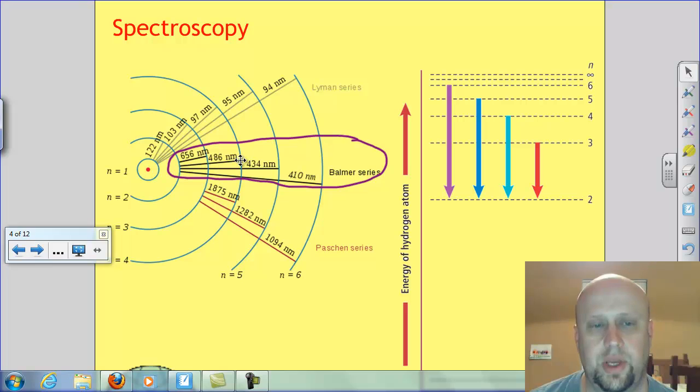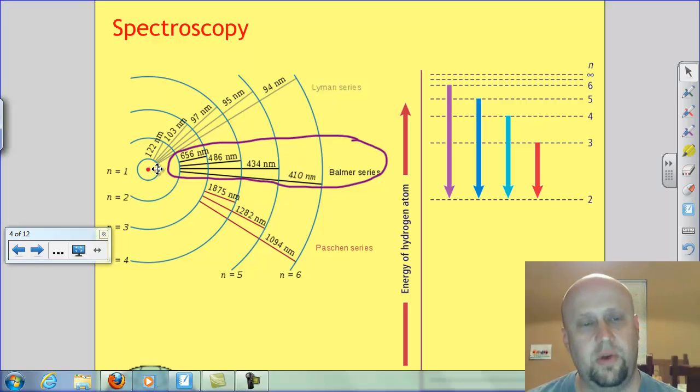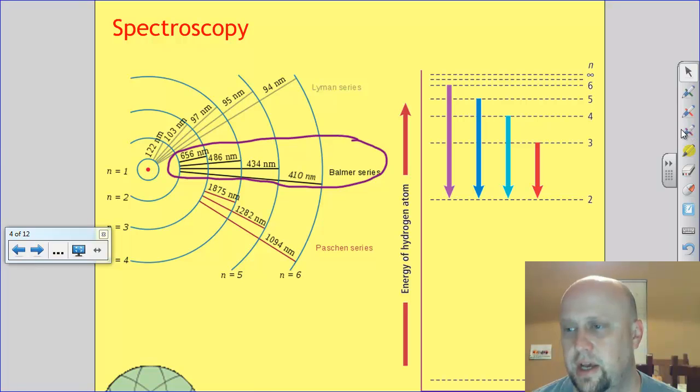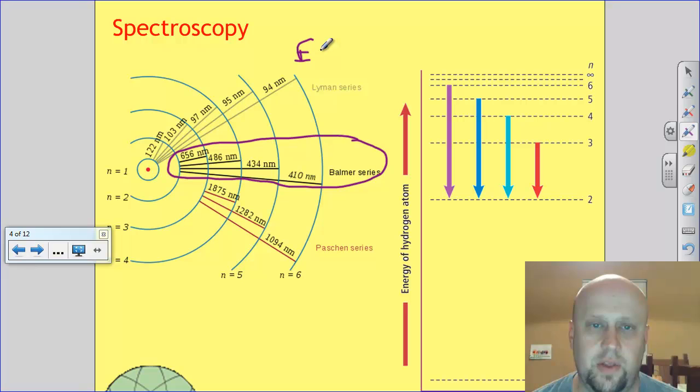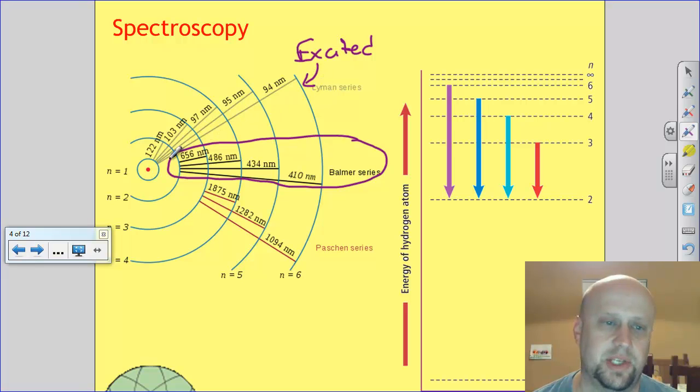1, 2, 3, 4, 5, 6, so on and so forth. What happens is that in a normal hydrogen atom, the electron is down here in n equals 1 under normal circumstances. If we put energy in, it jumps up out of that level into higher levels. It becomes what we call an excited electron. Excited just means that it's not in the normal energy level, that it's higher up than its ground state. So any of these for hydrogen would be excited levels.